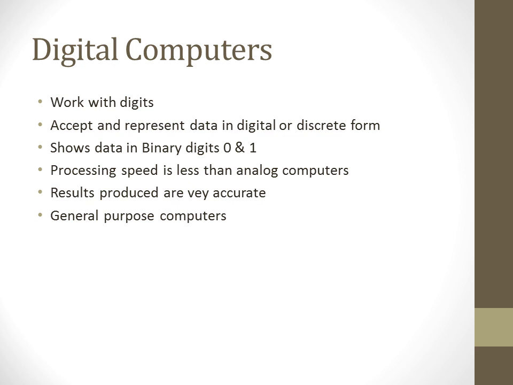Now, the speed of processing of digital computers is less as compared to analog computers, but the results produced by them are very accurate. The reason why the results are accurate is that these computers take and represent the data in terms of discrete or separate numbers. And these are general purpose computers. They can be used for different purposes like scientific applications, engineering applications, spaceship applications, etc.